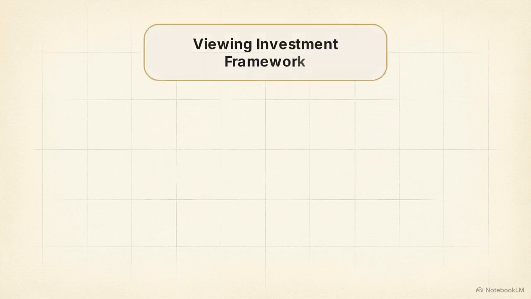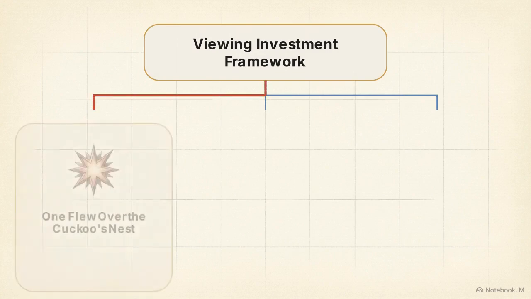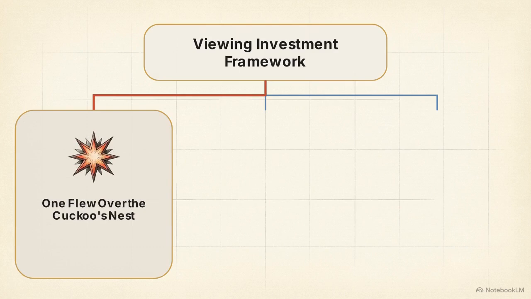This decision tree flowchart outlines a viewing investment framework for a modern, time-poor audience. For the cinephile seeking raw, cultural-shifting energy, your optimal path is One Flew Over the Cuckoo's Nest. It stands as a masterclass in how to orchestrate controlled ensemble chaos.